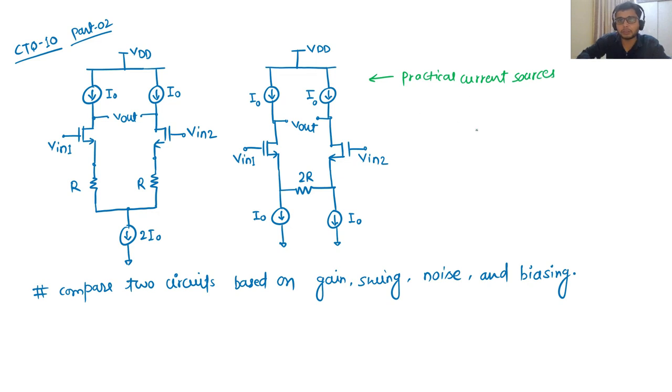So, depending on this, we will analyze the individual circuit gain. Then we will see what exactly the output swing is. So let me draw the circuit first. Then we will see the gain calculation. Okay, so what is circuit one?